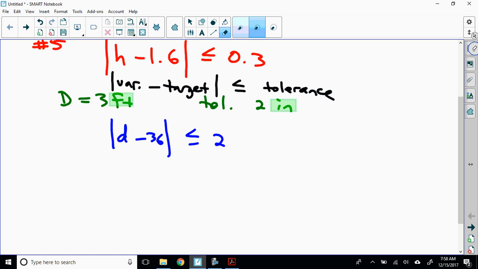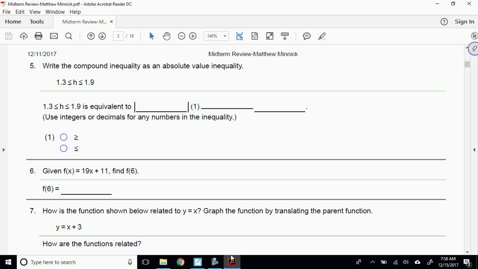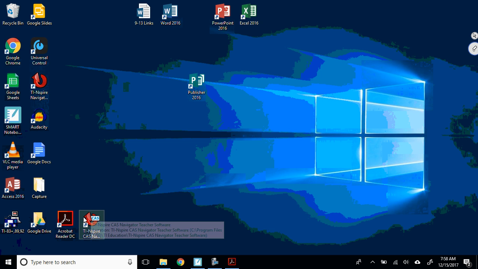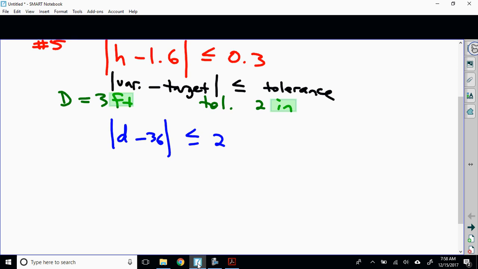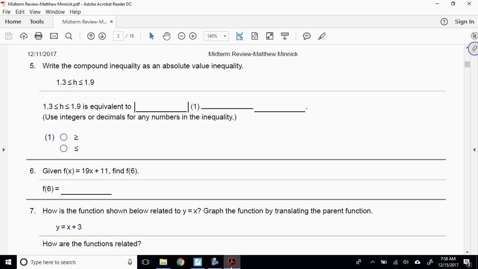Hopefully you won't. Okay. Moving right along then to number 6. Number 6, if you plug a 6 into that function, that's all you're doing. I'm going to fire up the calculator. It'll probably take a minute to load. While that's loading, I'll just read off the answer to number 6. Number 6 ends up being 125.